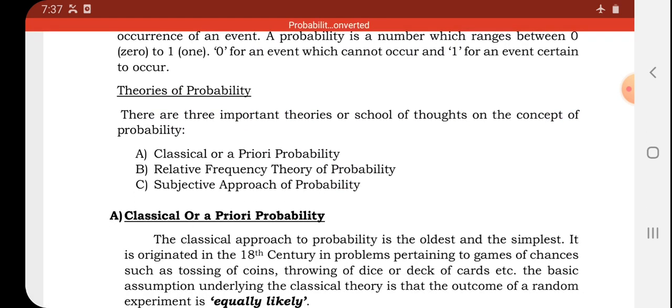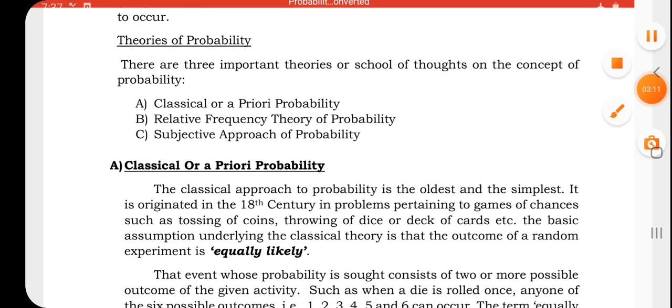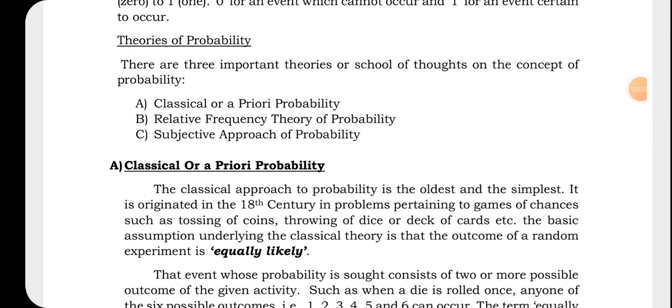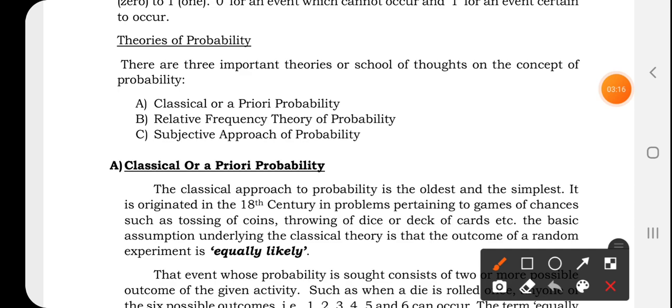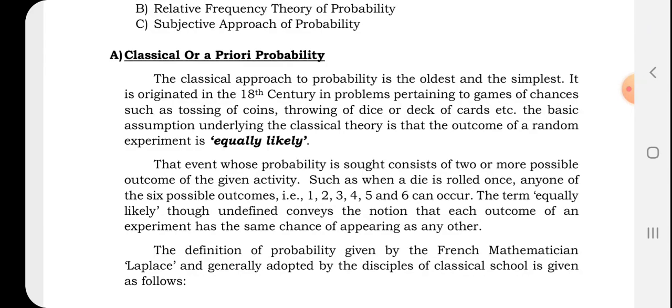Let us see what are the different theories of probability. There are three popularly used theories: the classical theory, the oldest one and the simplest one, the relative frequency theory of probability, and the subjective theory of probability. Let us see one by one. The first one is the classical theory of probability. What does this classical theory mean? By the name itself, it is the oldest one, the traditional one, the simplest one, and still we are using it.